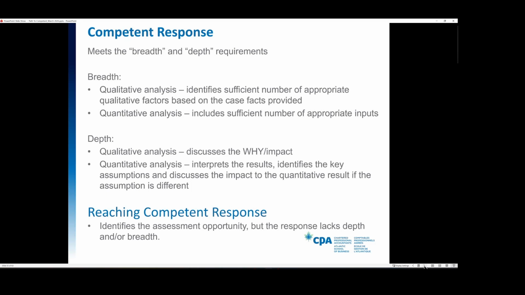So again, knowing, hitting those markers when it comes to what the requirements are in your memo. It's identifying those key assumptions and talking about the impact that that would have, whether it's positive or negative. Do not say if the assumptions are different, then the quantitative result would be different. That's basic math. You need to say why it might be different and whether it would have a positive or negative impact. For reaching competent response, that means that you've missed the mark on either depth and or breadth.